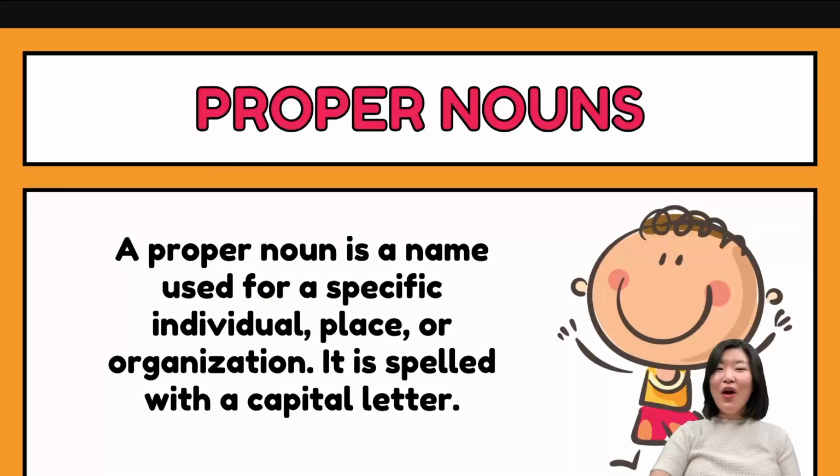So next off, we're going to talk about what proper nouns are. A proper noun is a name used for a specific individual. So it could be a name of a person, a name of a place, or organization, a name of a group. It is spelled with a capital letter.